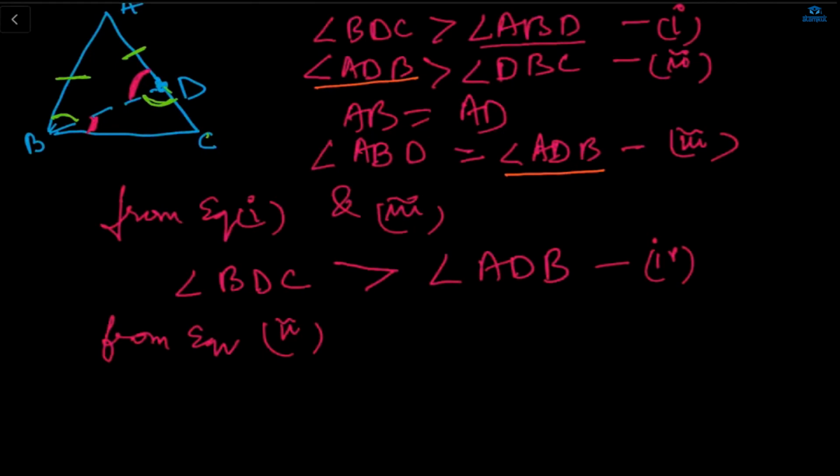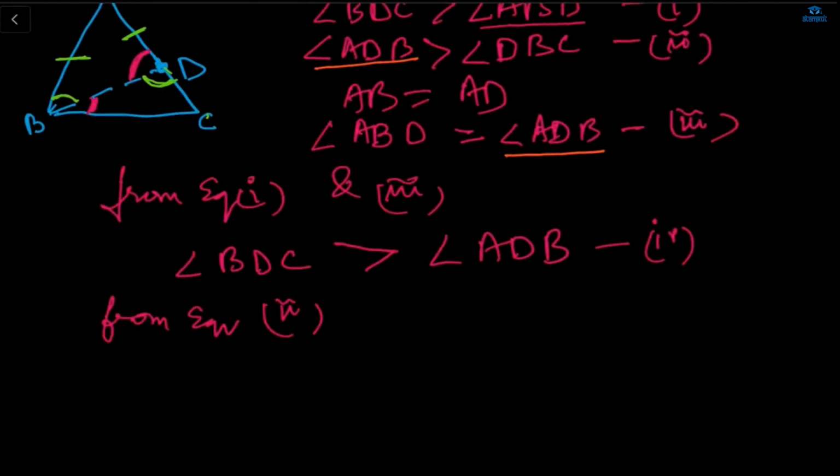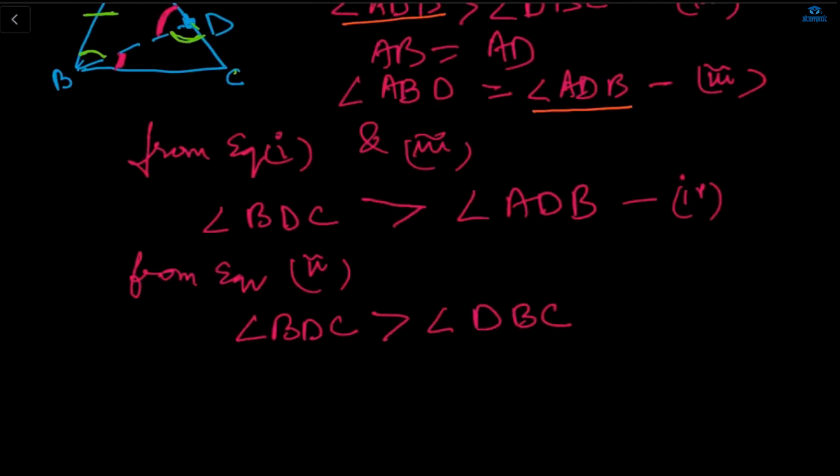Okay, this is greater than angle DBC. So what we will get here is that angle BDC is greater than angle DBC, because DBC is the smallest according to this ADB. So from the second and fourth equations, we get the new equation that angle BDC is greater than angle DBC. Understood? So now you see angle BDC is greater than angle DBC, this angle.